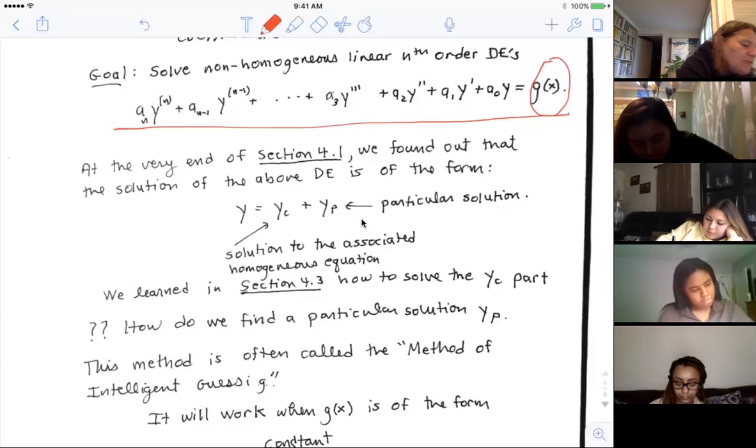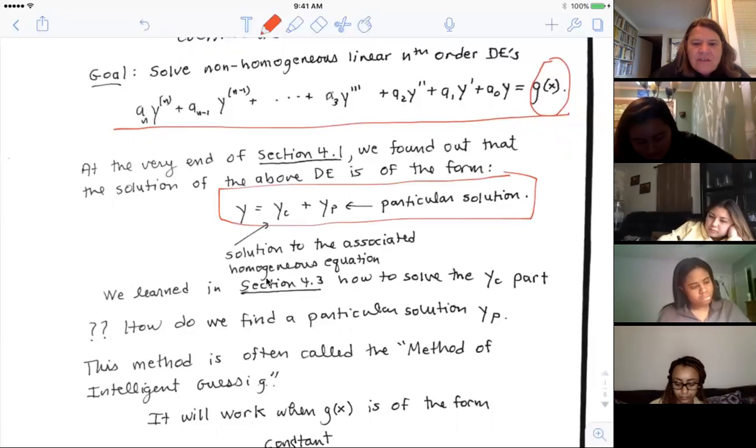Okay, y equals yc plus yp, where if you remember, yc is the solution to the associated homogeneous equation. So that's all the things you've been doing in section 4.3 with the real roots, distinct roots, repeated roots, complex roots. So when we do a non-homogeneous problem, we're going to have to do all that stuff that we were doing back in 4.3. The other thing that gets added on is a particular solution that is particular to this function right here, that will make things come out right.